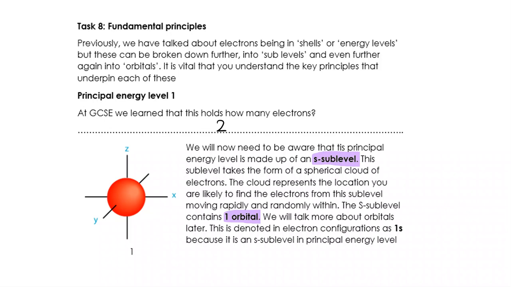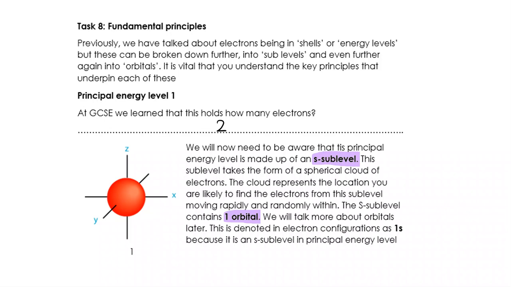Now it's made up of an S sublevel. This is really important because you now know how many electrons an S sublevel can hold. You're also being told here that an S sublevel contains 1 orbital. That's also really useful because we now know how many electrons an orbital can hold. So we're going to take that information and try and drive this forward.